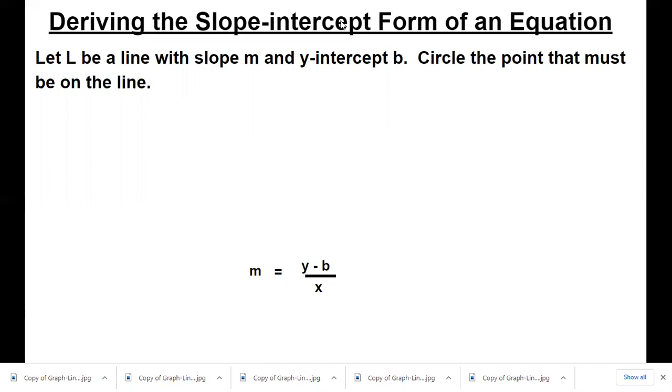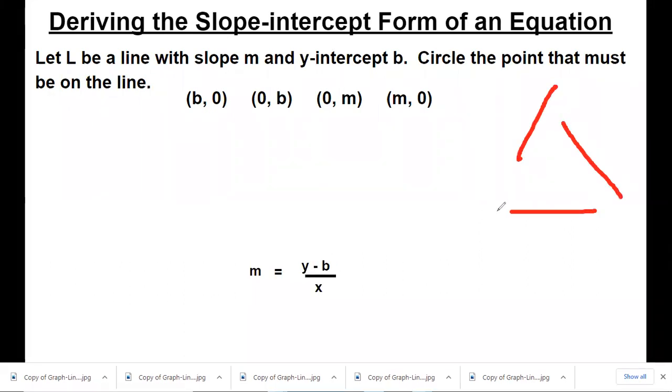Let L be a line with a slope m and y-intercept of b. Circle the point that must be on the line: (b, 0), (0, b), (0, m), or (m, 0). So it's line L. I don't know if it goes this way or that way, but it's called line L. It has a slope of m, so whatever the slope is, it's m, and the y-intercept is where it crosses the y-axis somewhere.